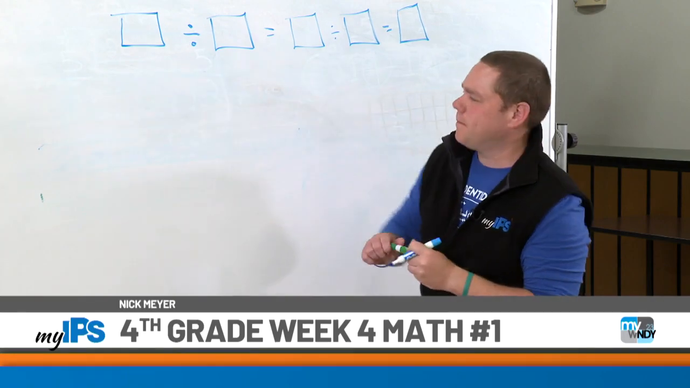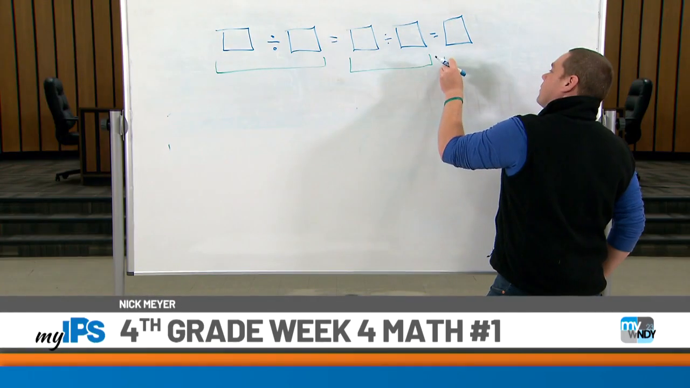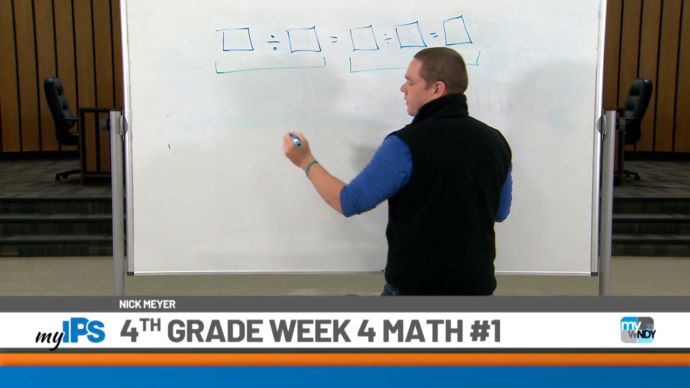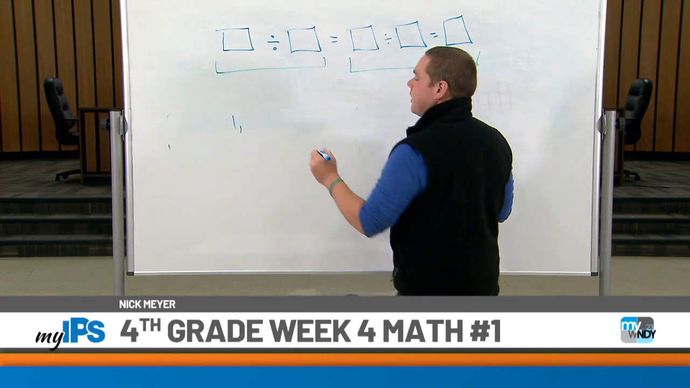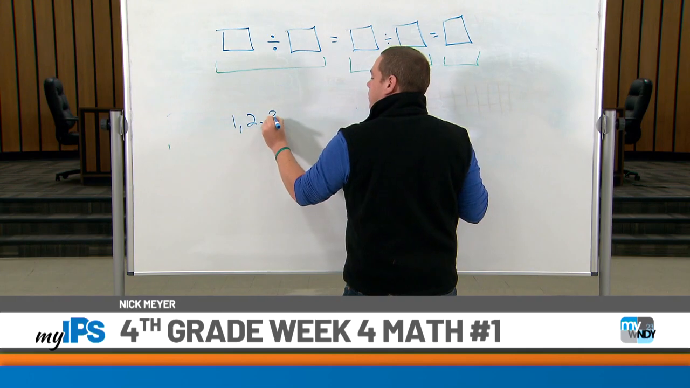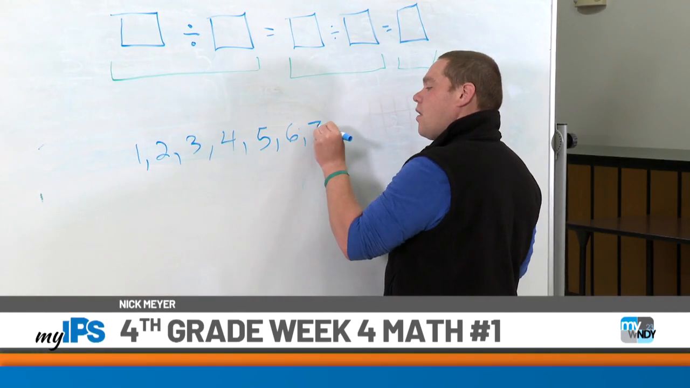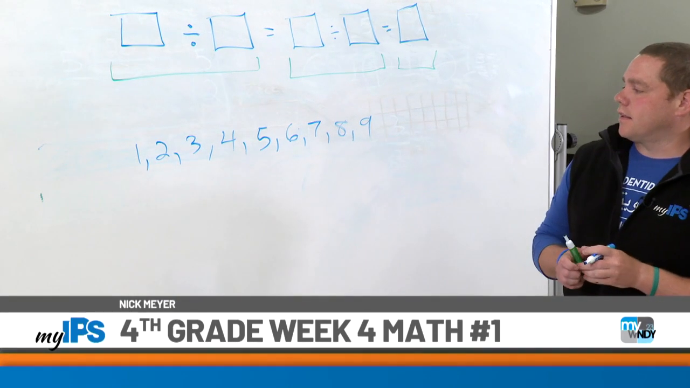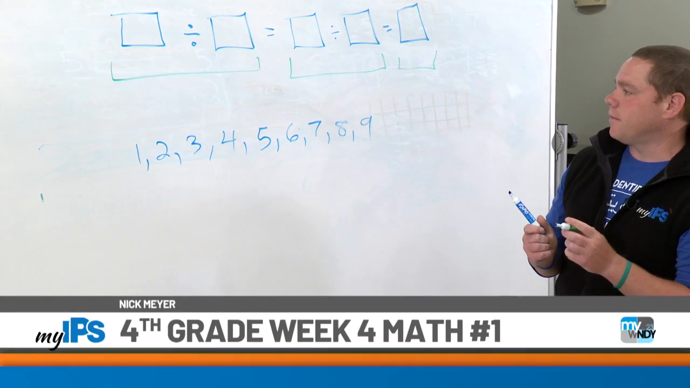All 3 of these parts need to be equivalent. So using the digits 1 through 9, and you can only use them one time each, how do I make it so that every one of these is equivalent? So I'm going to just try some stuff out.